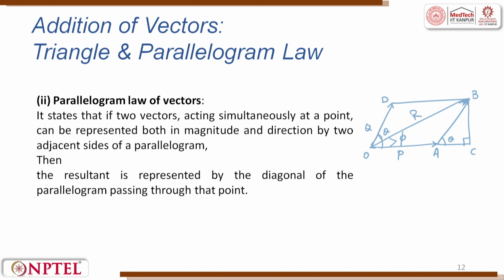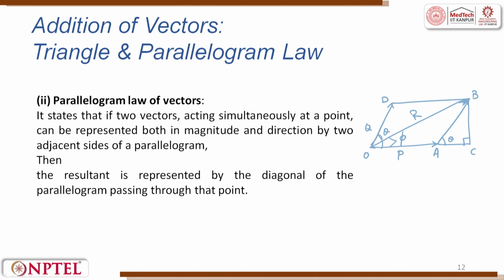Okay. So, if you see, OA is P, and OD is Q, OB is R, the entire angle between OD and OA is theta. Then you have AB, we are trying to draw a perpendicular line, BC is perpendicular to the line which is drawn. So, we have a perpendicular. So, AB takes the angle of theta.